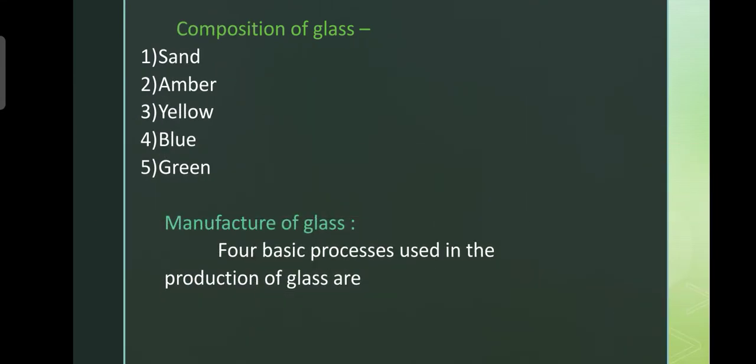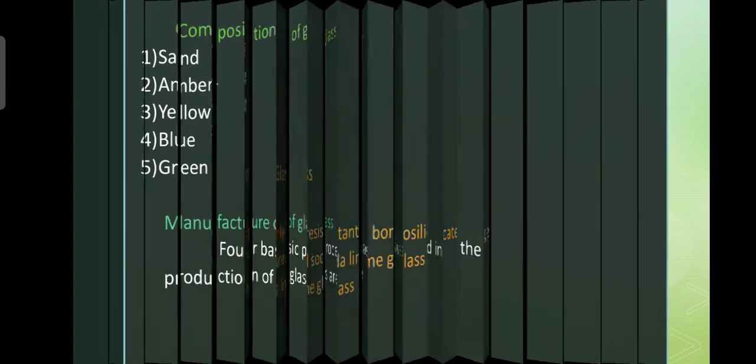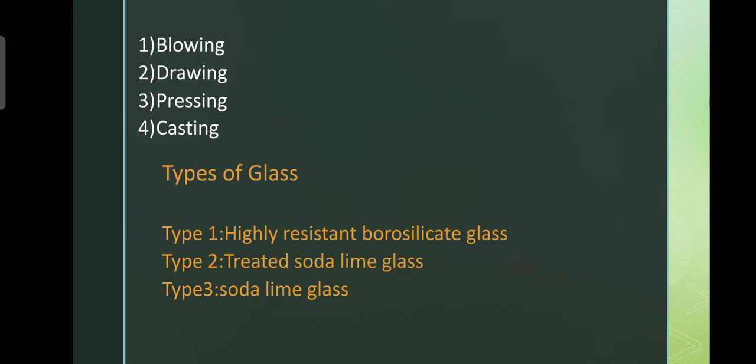Composition of glass: first one is sand, second is amber, third is yellow, fourth is blue, and fifth is green. Manufacture of glass: four basic processes used in the production of glass are blowing, drawing, pressing and casting. Types of glass: Type 1, highly resistant borosilicate glass. Type 2, treated soda lime glass. Type 3, soda lime glass.